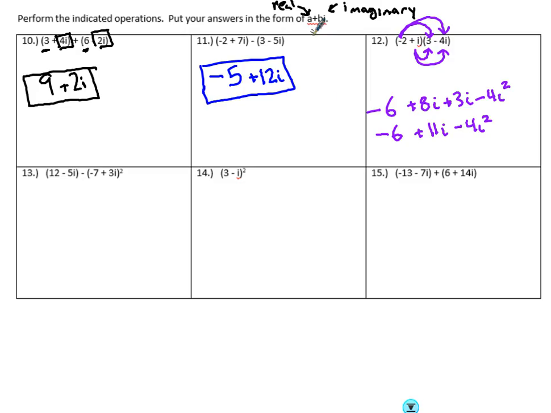But that's not in the form of a plus bi because we have an i squared. And as we stated in an earlier video, i squared is negative 1. So essentially, this last term is negative 4 times negative 1, which is 4. So we have negative 6 plus 11i plus 4, which gives us a final solution of negative 2 plus 11i.